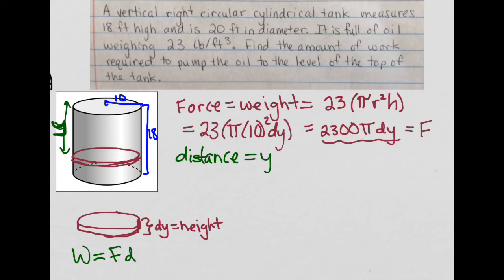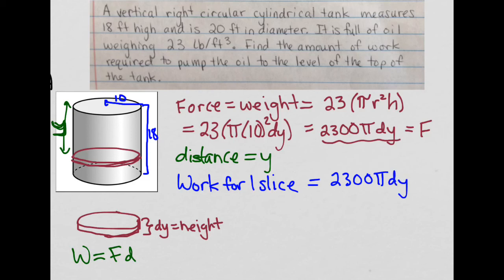The work to move a single slice, the work for one slice, is going to equal the force times the distance, so 2300 pi dy times the distance, which is y. And again, to find the work done for all of the slices, or for the whole tank, we're going to take the integral. The height is 18, so we're going from 0 to 18 of 2300 pi y dy.